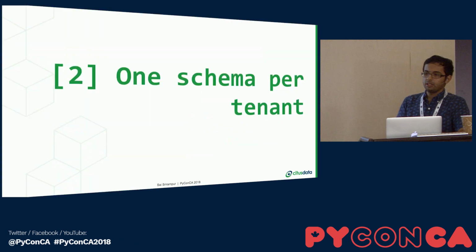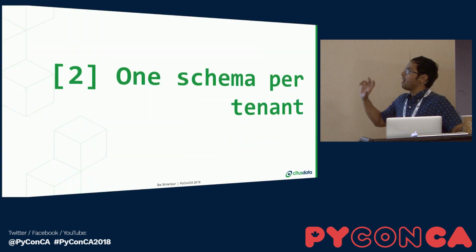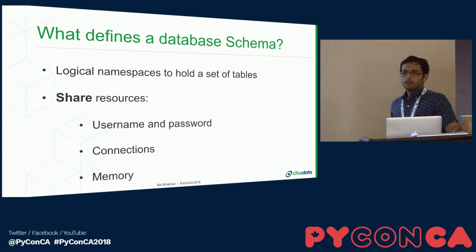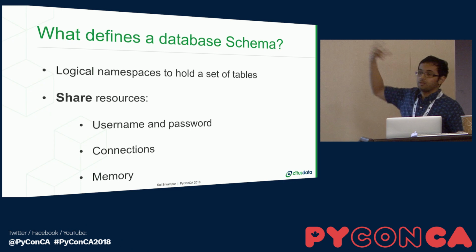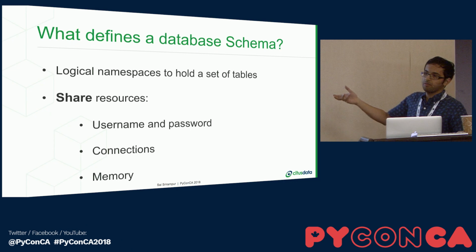The second approach is a similar approach, but you would have a single schema per tenant. So what is a schema? A schema is a logical namespace that holds a set of tables. The difference between a schema and a database is that you have multiple schemas as a part of a single database. Hence, multiple schemas share resources. They have the same username and password, which is for the database. They share the same set of connections. They also have the same memory resources.